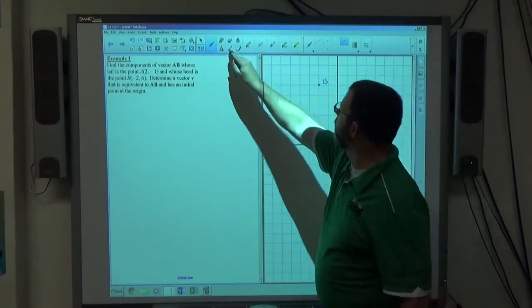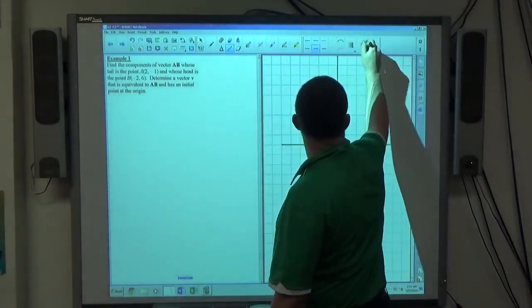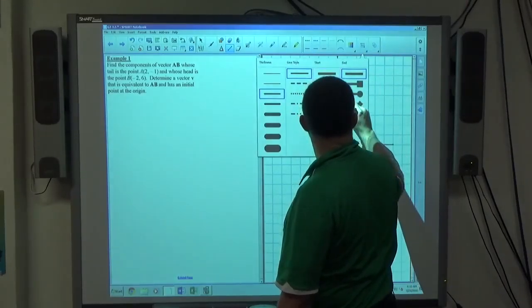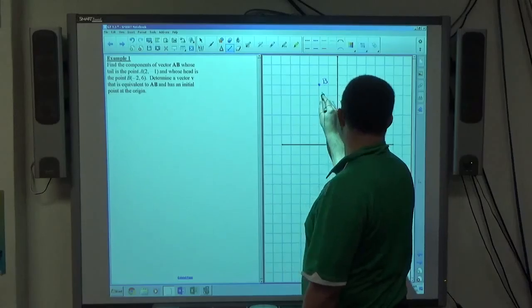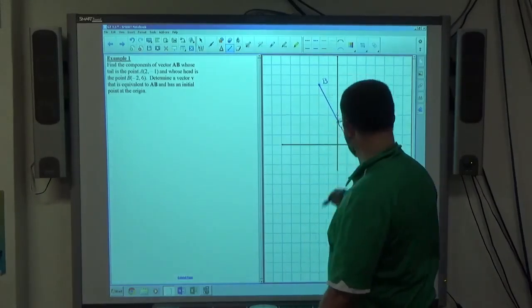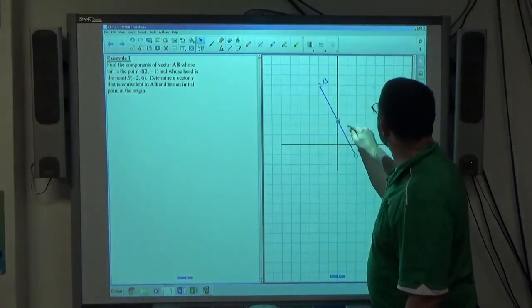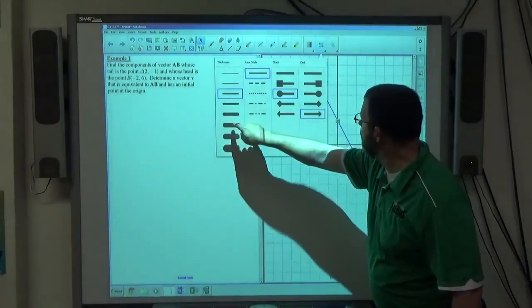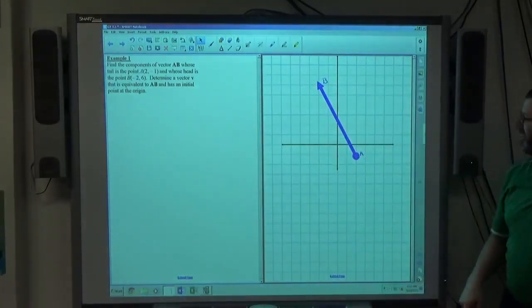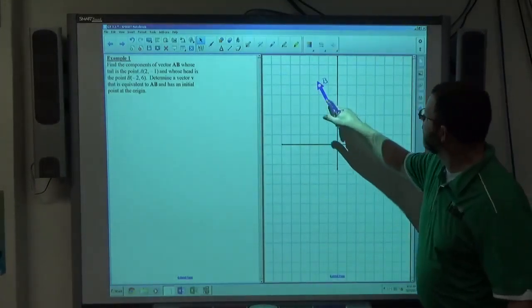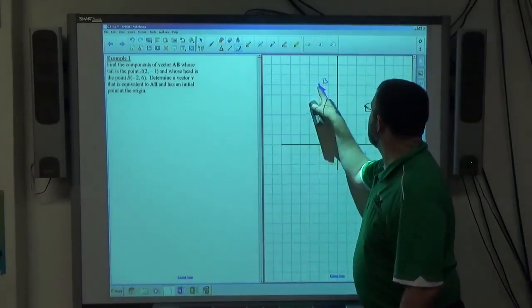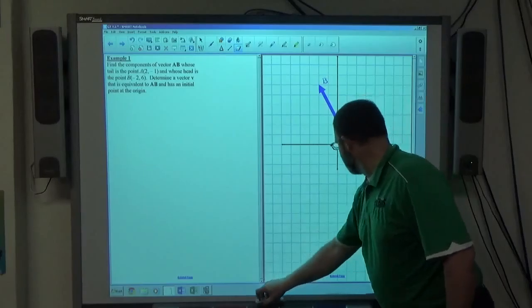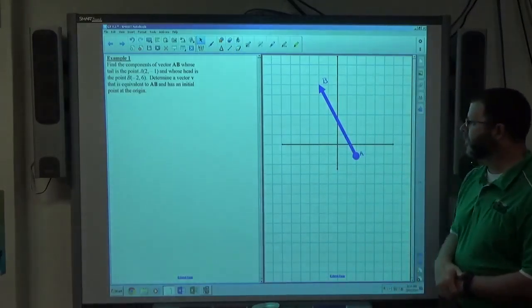So if I were to draw this vector with the head and the tail the way they've established, it's going to look like this. Let me make that a little bit more forceful. All right. So that's the vector we're looking at there, given the criteria they gave me.